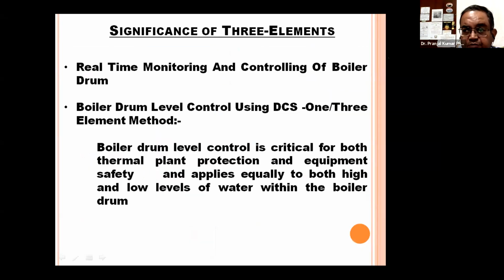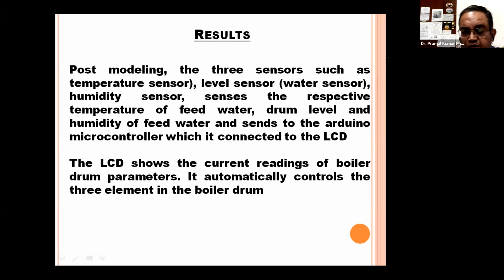The significance of these three elements, what I have discussed with the boiler drum, is that the real-time monitoring and controlling is happening. So it is using DCS, one or three element method, because you must be knowing that boiler drum level control is critical for both thermal plant protection and equipment safety, and applies equally to both high and low level of water within the boiler drum. So the result is very clear. It shows the current reading of the boiler drum parameters. It automatically controls the three elements of the boiler drum.